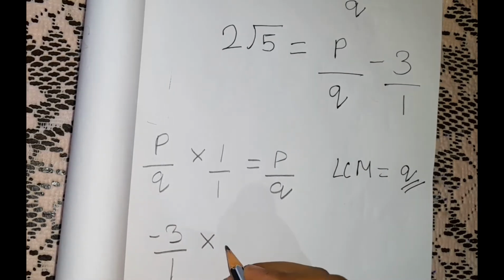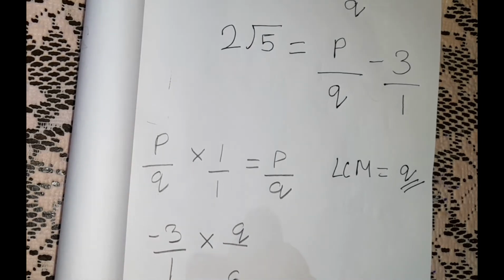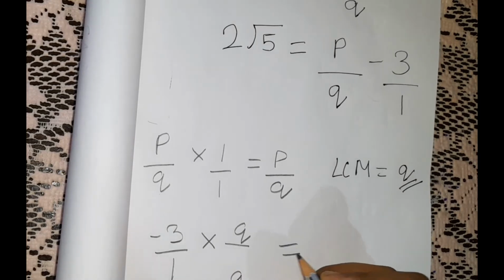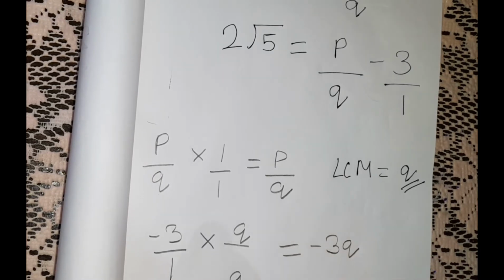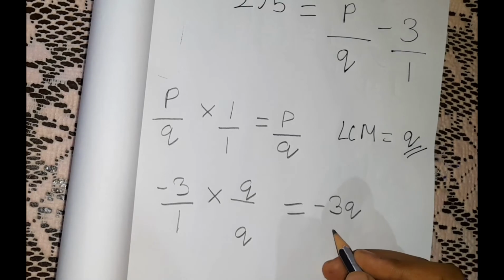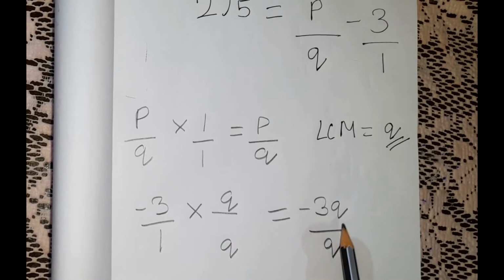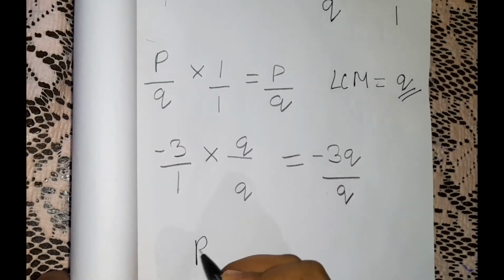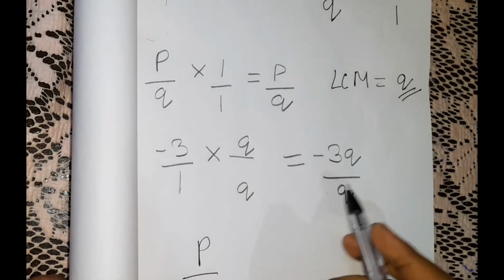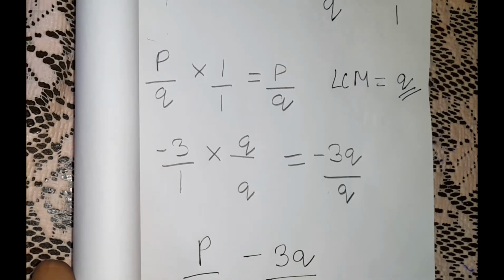So here we should get the denominator as q. So we shall multiply it with q. So minus 3 into q is minus 3q, and 1 into q is q. Okay, so we got minus 3q divided by q. Now let's write this form separately. So now let's write p by q, and we shall write this one, that is minus 3q by q. So we got this form.